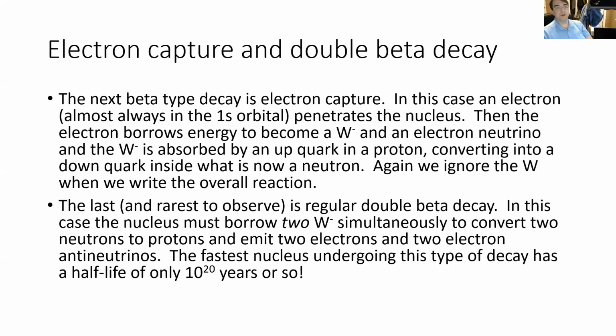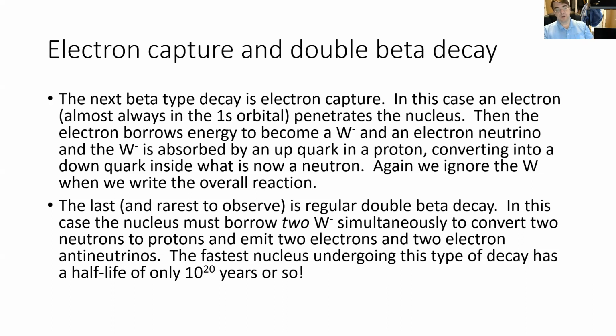In this scenario, when you have electron capture, the electron ends up interacting to borrow enough energy to become a negative W particle and an electron neutrino. And then that negative W is absorbed by an up quark to convert it into a neutron. Again, we always ignore the W particle when we write the overall reaction because it's borrowed and then paid back. So there's never a net W particle involved.